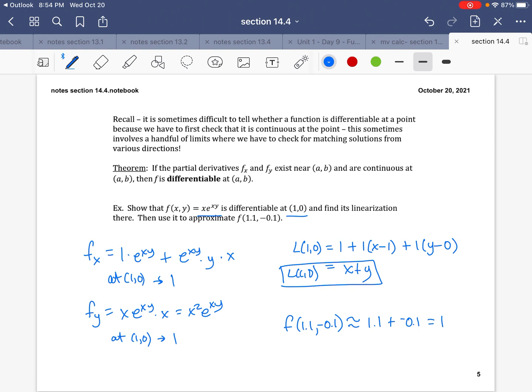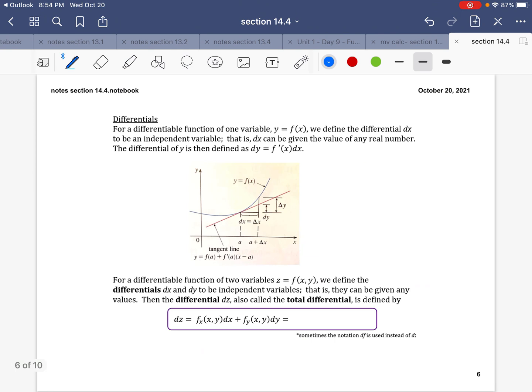Never mind. All right, so what we're saying right here is that x e to the xy is approximately x plus y when you are near the point (1, 0). So it's not x plus y everywhere. It's just x plus y when you're near the point (1, 0). Okay?